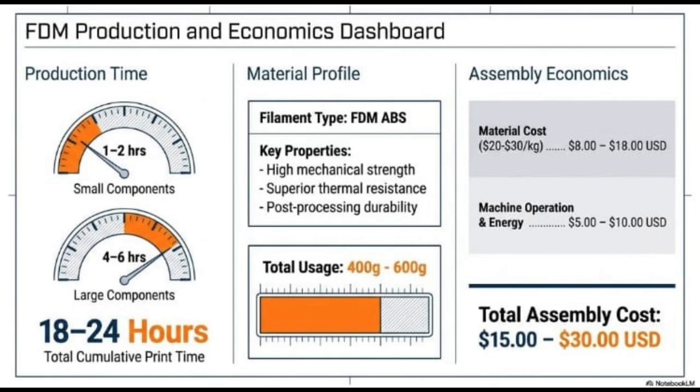We selected FDM ABS for this project due to its high mechanical strength, superior thermal resistance, and durability during post-processing. The total material usage for this build stays within the 400 to 16 gram range. Finally, the financial breakdown confirms the viability of this approach, with material cost between $8 and $18 and machinery cost under $10. Our total assembly cost lands between $15 and $30. This proves we can achieve high-fidelity functional prototypes at a fraction of the cost of traditional manufacturing methods.